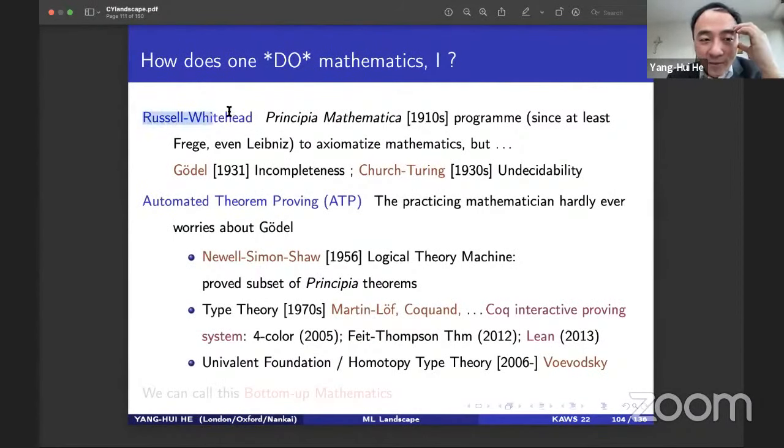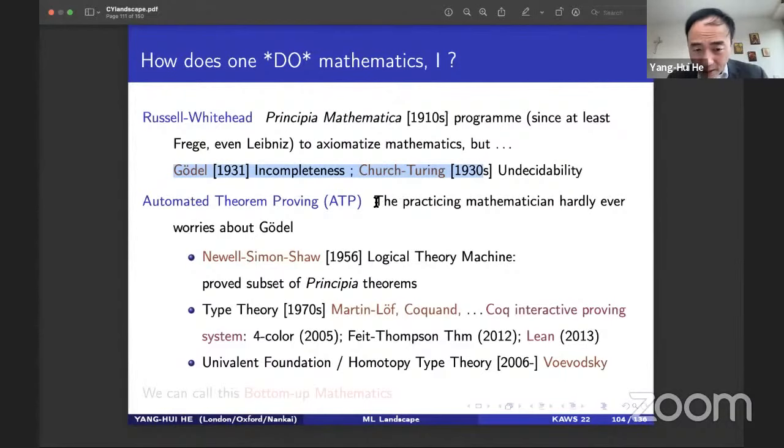Well, one can go back to Russell and Whitehead, right? Their Principia Mathematica in the 1910s is a program that followed Leibniz and Frege to formally write down every single statement of mathematics. Of course, that program was killed by Gödel and Church and Turing because they showed that there are sentences which are undecidable in mathematics. But I want to emphasize, even though Gödel, Church, and Turing killed this Principia Mathematica program, it didn't actually prevent us from doing what's now called the automated theorem proving paradigm.